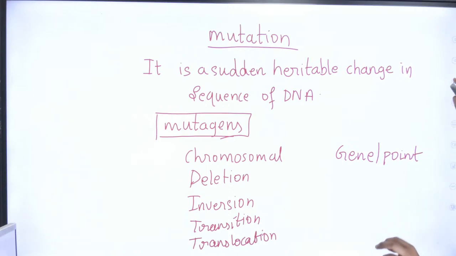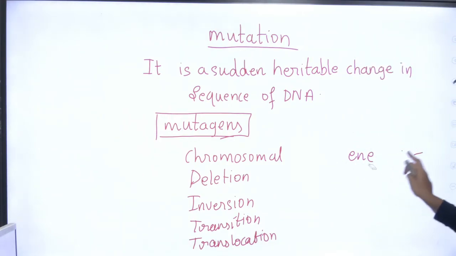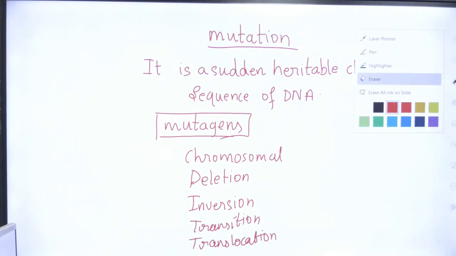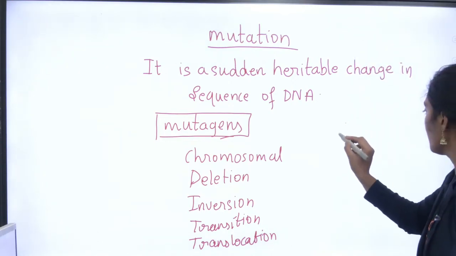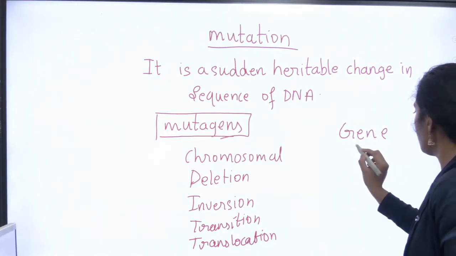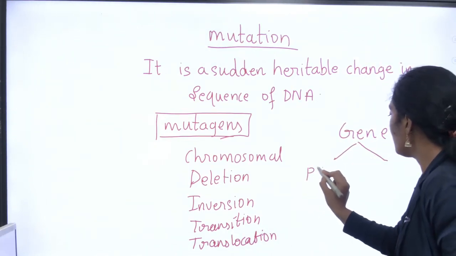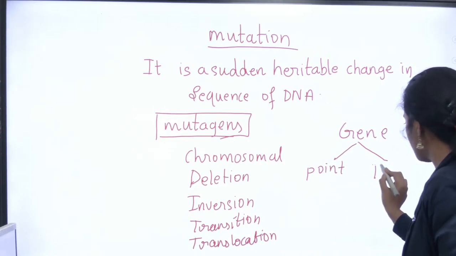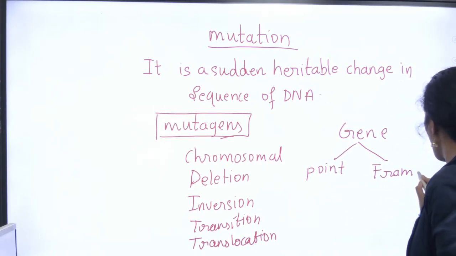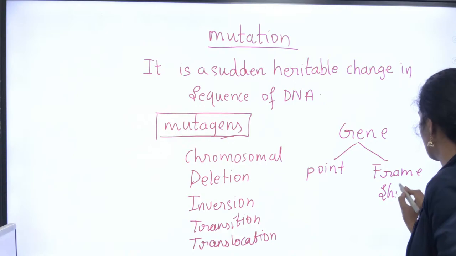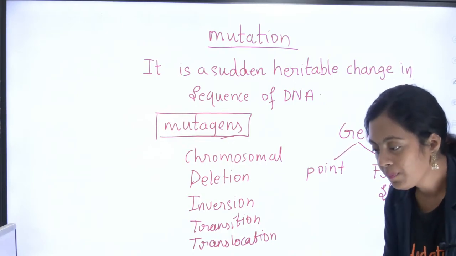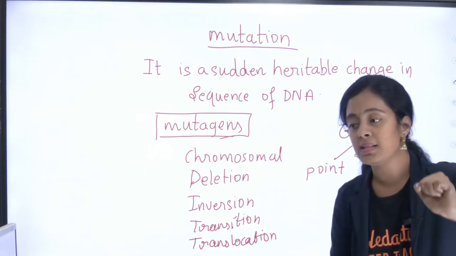We can classify gene mutation into two types. One is point mutation. So gene mutation is classified into point mutation and frame shift mutation. I will explain everything. I'm just giving you an overview of what we are going to do in the next 15 minutes. Clear? All of you understood this?